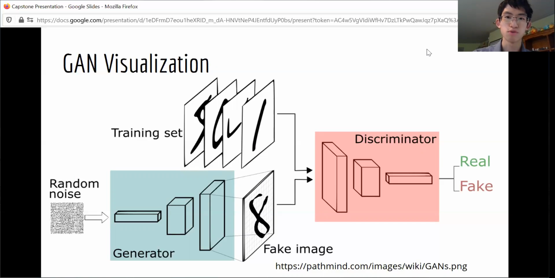In other words, the discriminator is trying to maximize its own accuracy at classifying images, while the generator is trying to minimize the discriminator's classification accuracy on its own generated images.